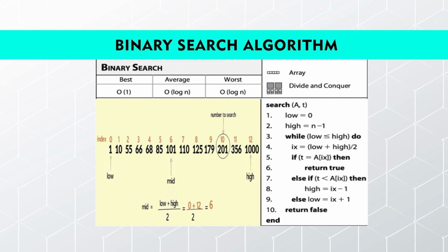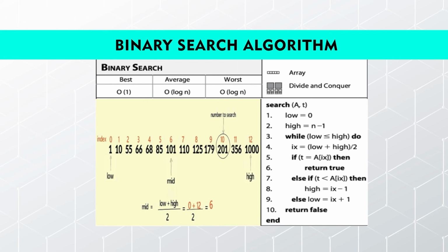Now let us see the algorithm first, and then we will apply this algorithm to solve this problem again. The function has two arguments passed. Say t is the term to be found in an array A. The indices are low equal to 0, as shown here, and high equal to n minus 1. 13 elements are there, so 13 minus 1, that is 12.